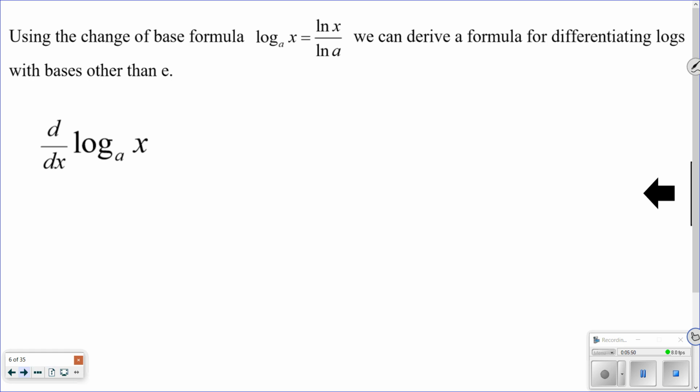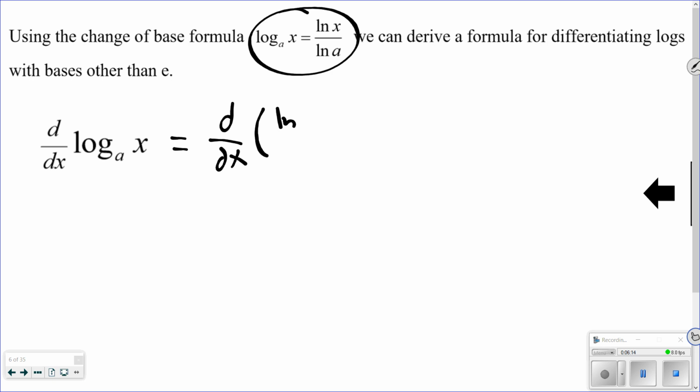Okay, the last new rule is the derivative of log base a of x. This is one of the reasons why way back in chapter 0 I said you've got to know these logarithmic properties. You can rewrite a logarithm in ln form. So log base a of x you can write as ln of x over ln of a. That was the change of base formula. So I don't know how to find log base a, so I'm going to rewrite it as d dx of the ln of x over the ln of a.